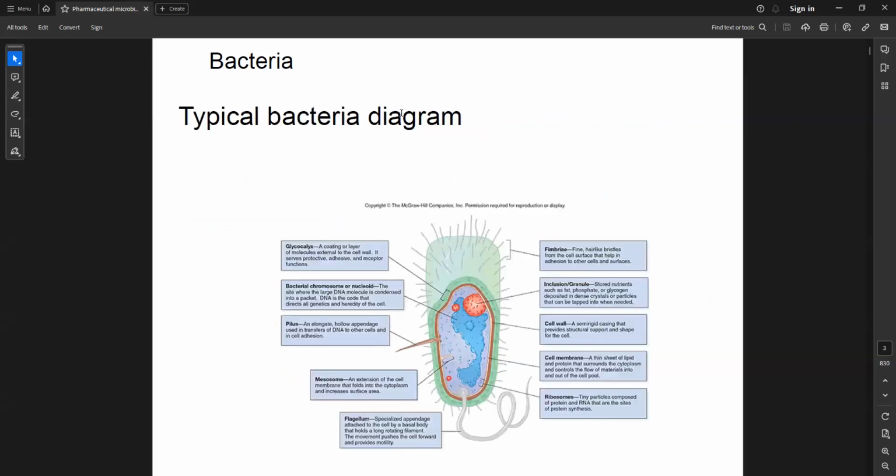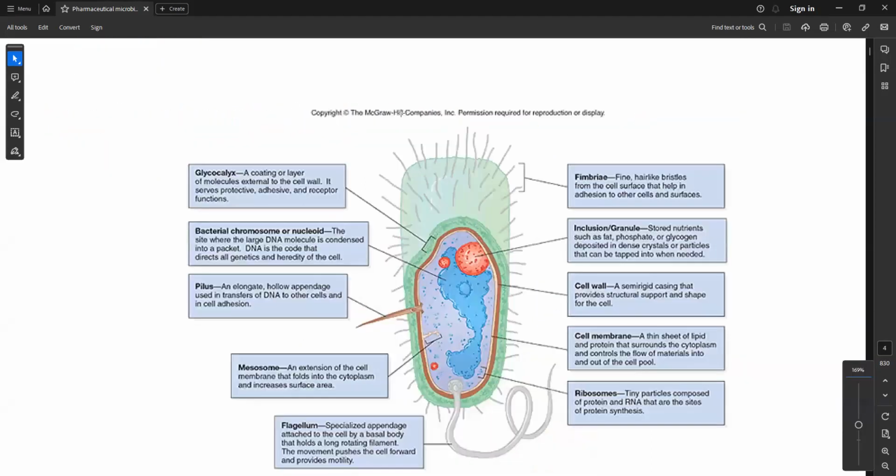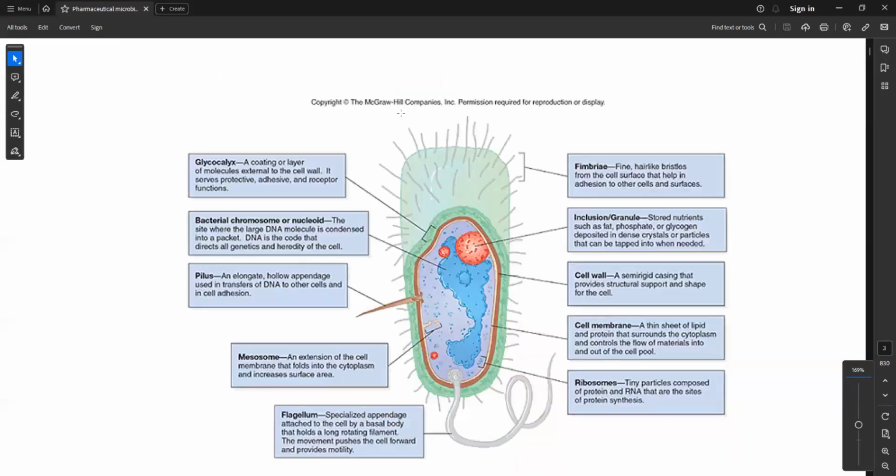So basically, these are typical bacteria. I'm gonna zoom it in for you guys. So we have the glycocalyx, which is a coating or layer of molecules external to the cell wall. And we have the chromosome or nucleoid, which is the site where the large DNA molecule is condensed into a packet. And we know the primary role of DNA is controlling the cell and also in cell division.